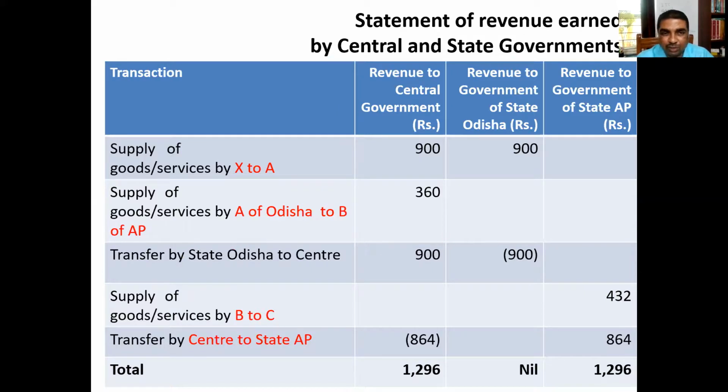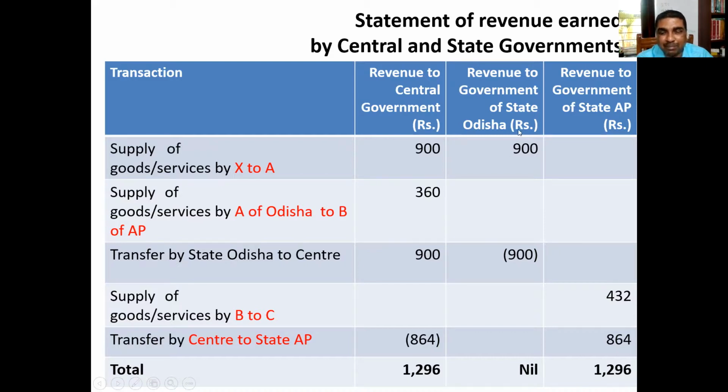If you finally do this computation, you can find that in this entire transaction, the revenue is shared between the center and the destination state. Okay, in this example, you see when supply was made from X of Odisha to A of Odisha, 900 rupees was deposited to the center, 900 rupees to the state, because till that time Odisha was the destination state. So these two are shared equally. But after that, when the goods moved from Odisha to Andhra Pradesh, then revenue collection was 360 rupees for the center only.